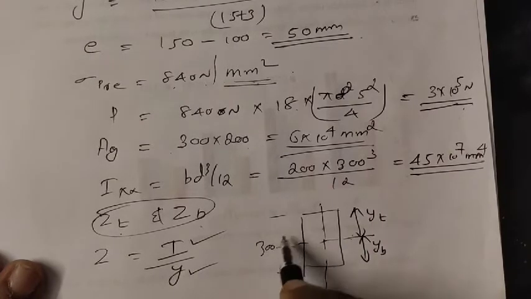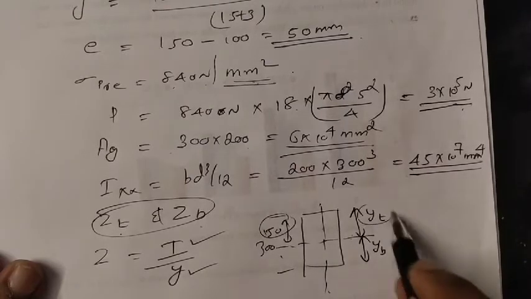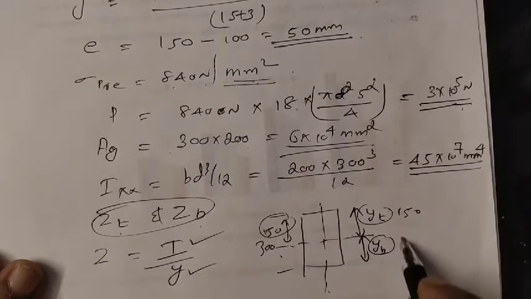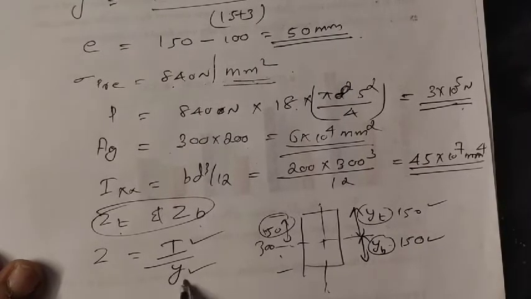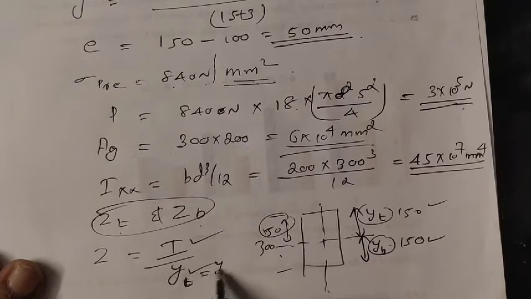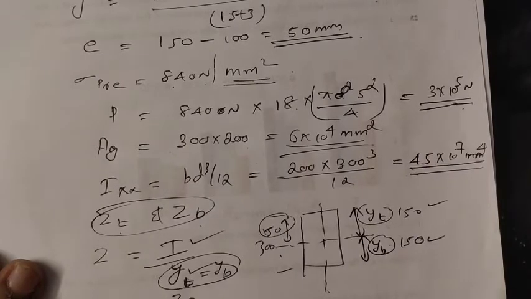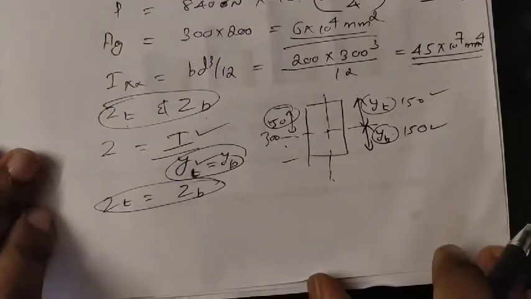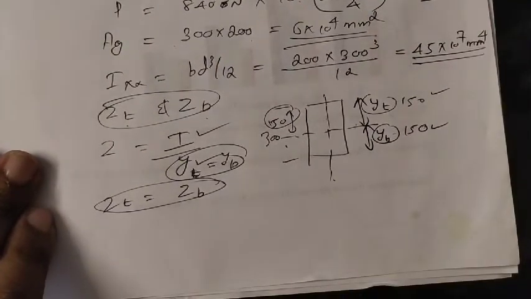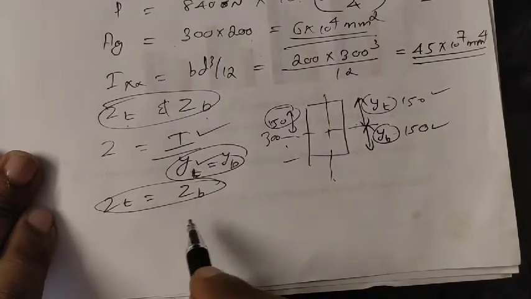If it is 300, this is 300, so this is 150, right? Okay. So Y top is 150 and similarly Y bottom is also 150. So Y top and Y bottom are the same. Automatically ZT equals ZB. So ZT and ZB are both the same. So we want to calculate just Z only, because both are the same. If they are different, we will calculate separately.